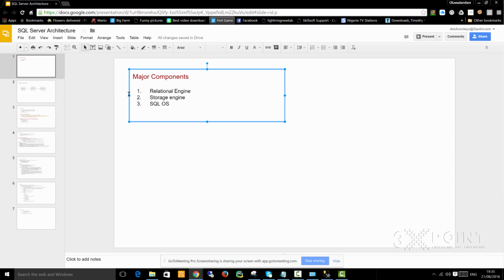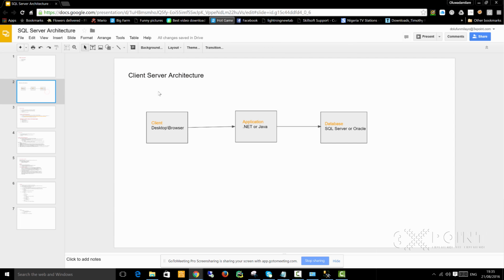So we'll come to that in a moment, but then I want to quickly talk about the client-server architecture as well. For someone who is completely new to IT, may not have this understanding, but I would imagine that you already have this concept, but if you don't, that's fine. So client-server architecture is nothing but a scenario like this, where we have the client, which is the desktop or browser, and we have a layer in between, which is the application, and then we have the database layer.